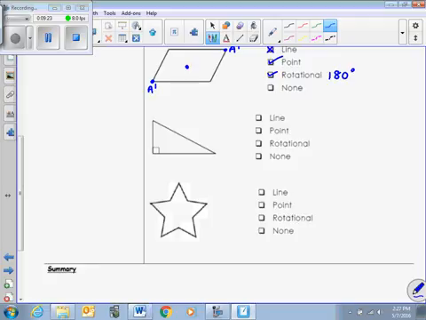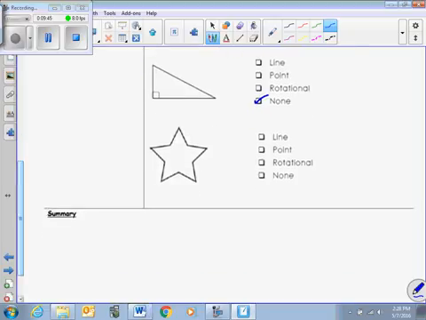How about a right triangle? And this one, it's not isosceles. I'm just assuming it's a regular old right triangle. Does it have line symmetry? Nope. Does it have point symmetry? Nope. If I turn it 180 degrees, it will not be mapped onto itself. Does not have rotational symmetry. So this guy has no kind of symmetry.